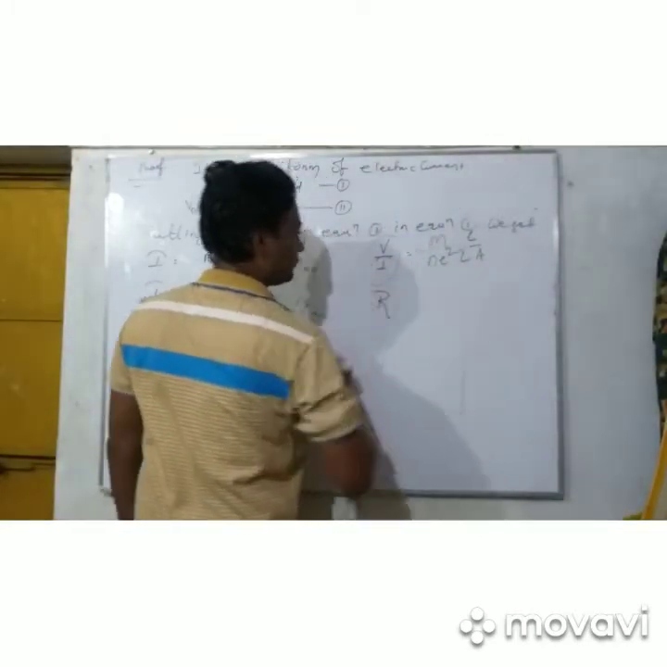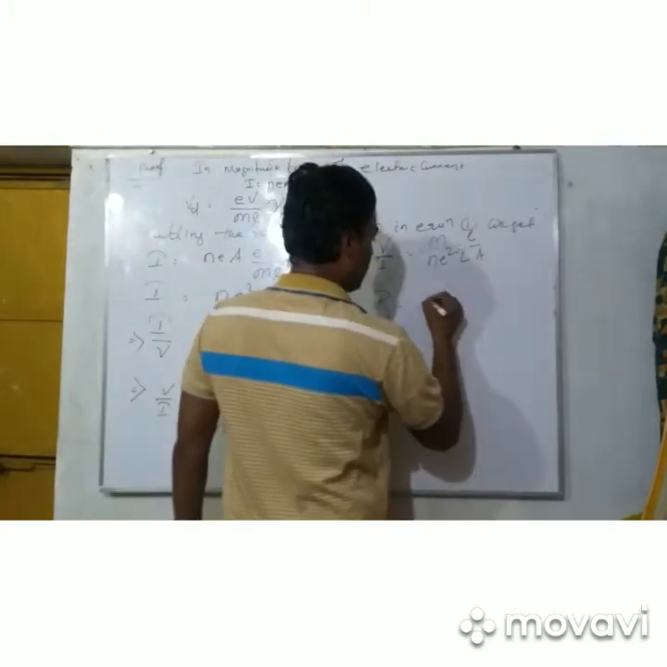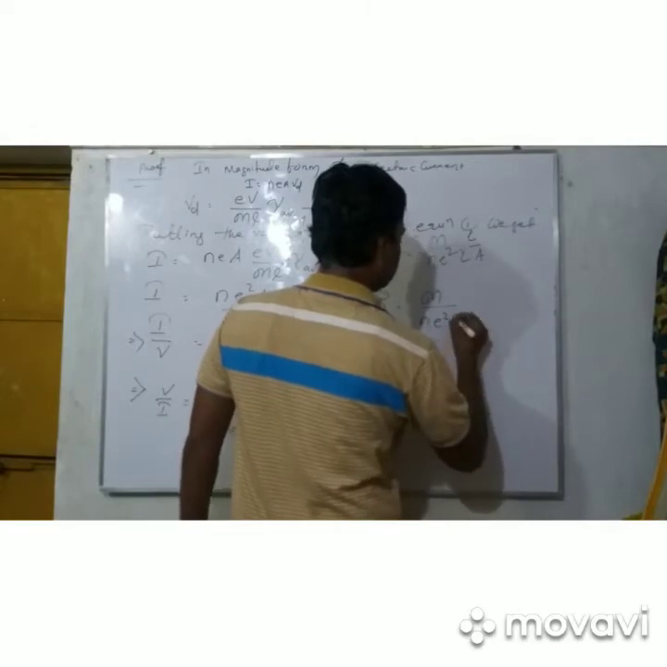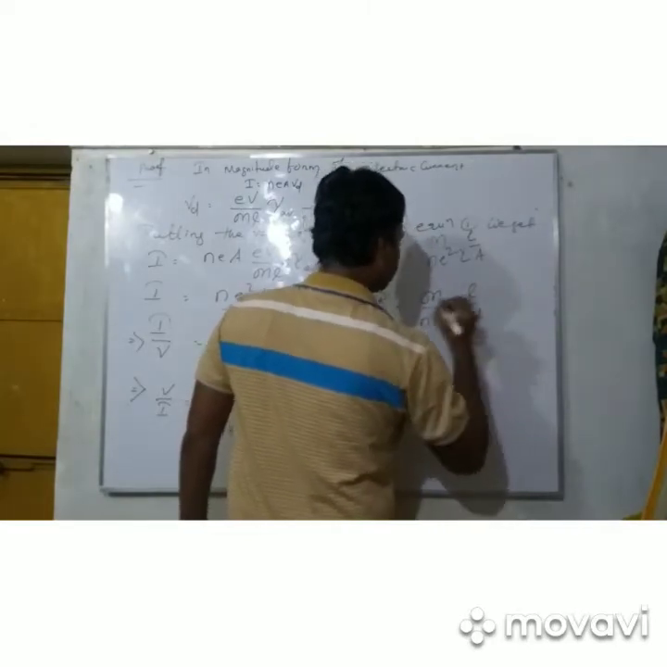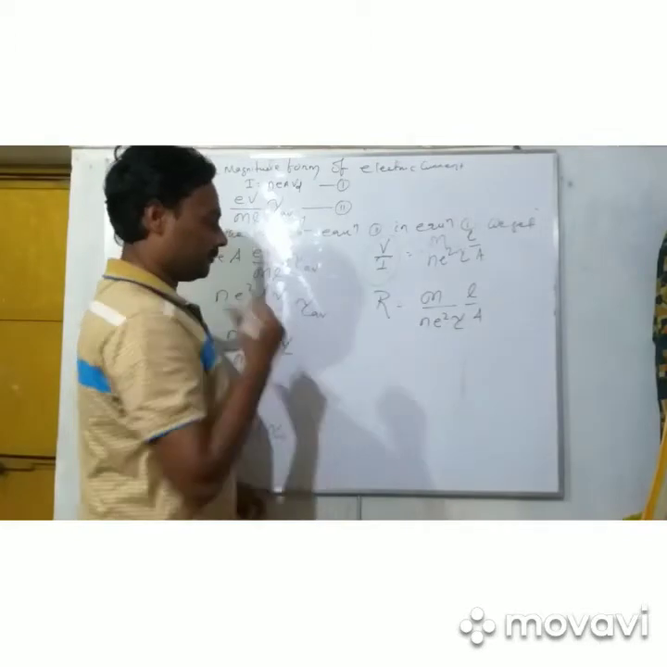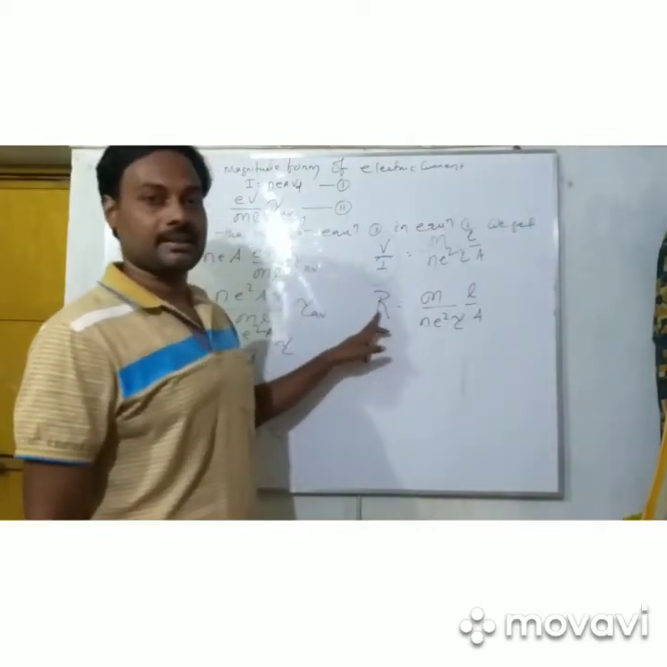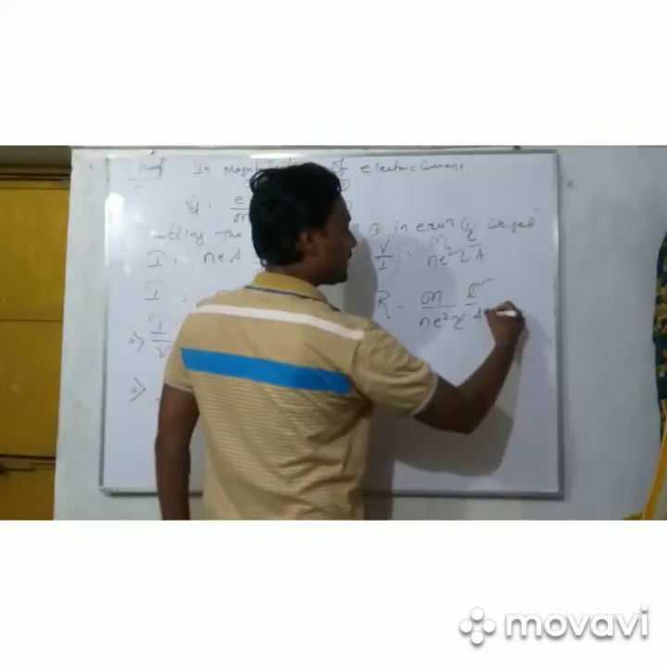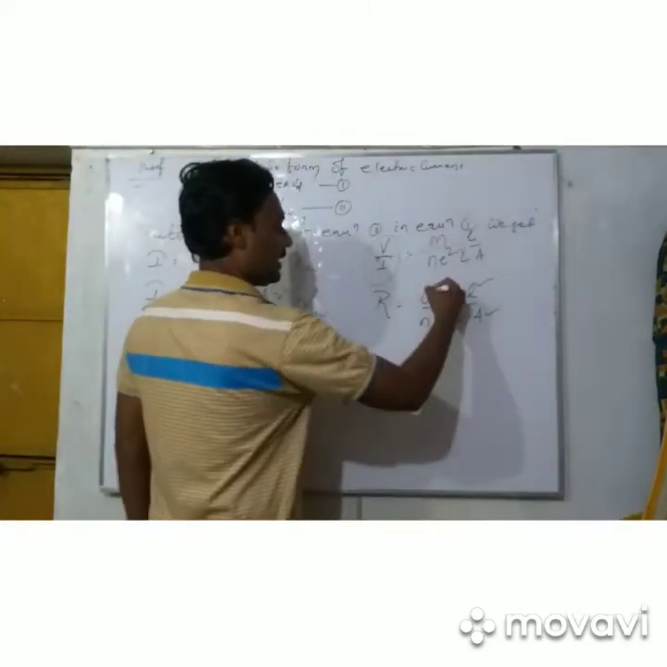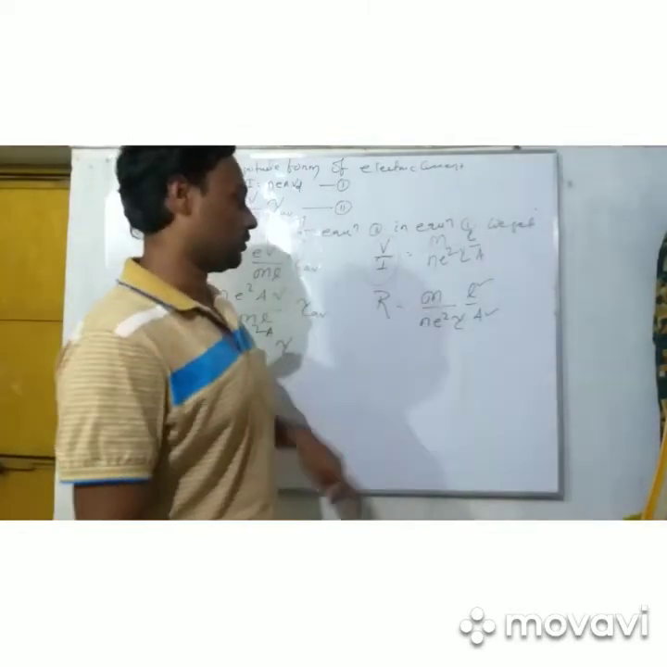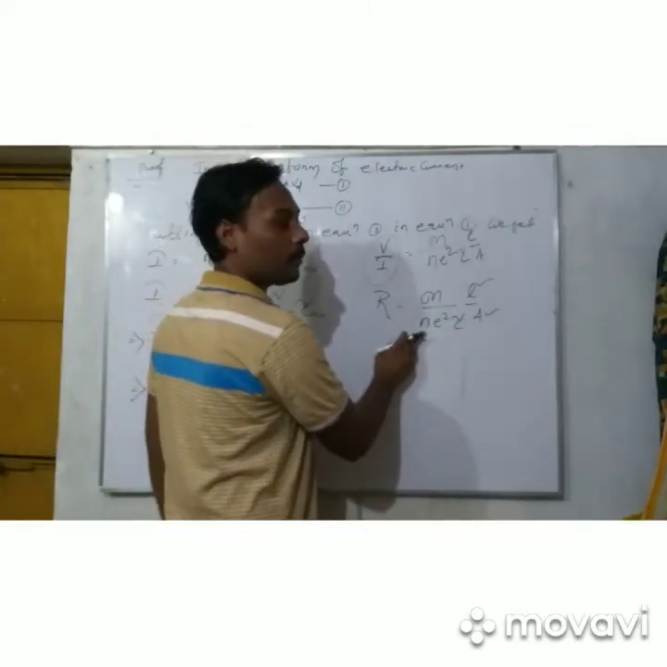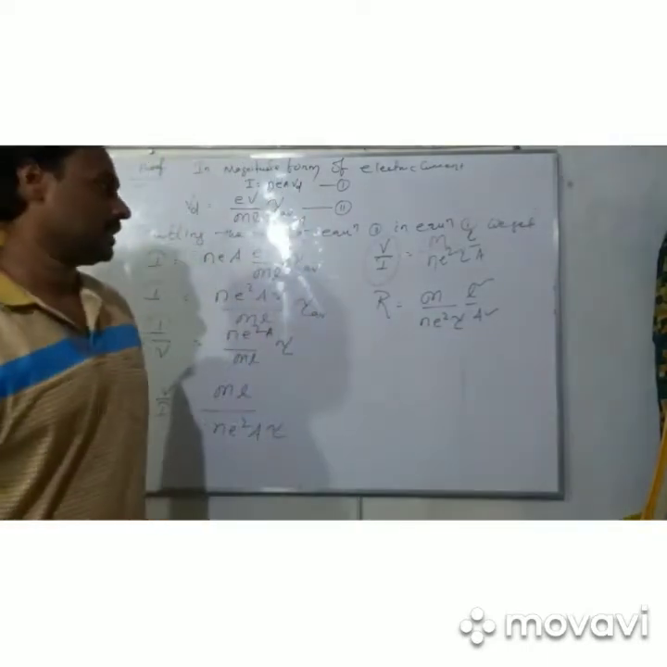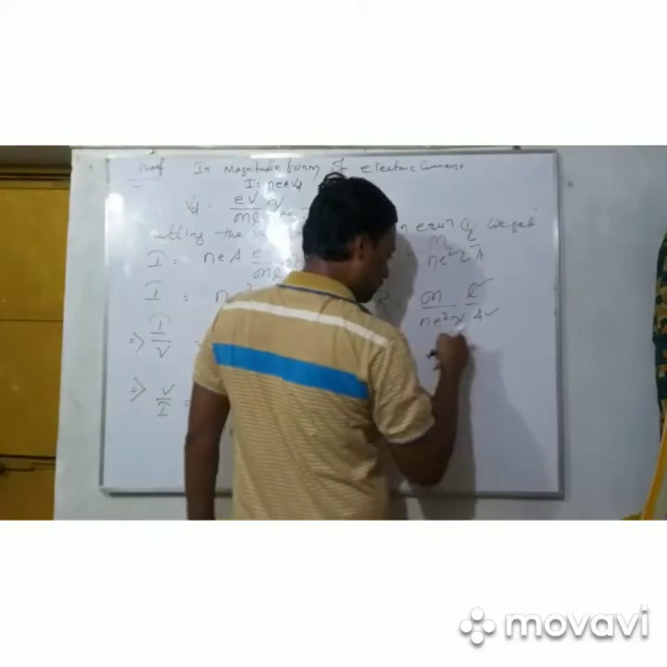That means R = m / (n e² τ) × L / A. Here R is the resistance, or electrical resistance, L is the length of the conductor, A is the area of cross section, m is the mass of the electron, n is the number of electrons per unit volume, e is the charge of the electron, and τ is the relaxation time.